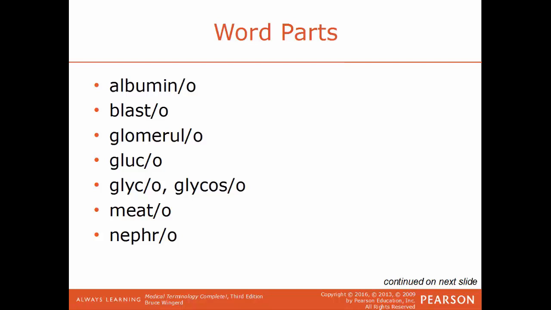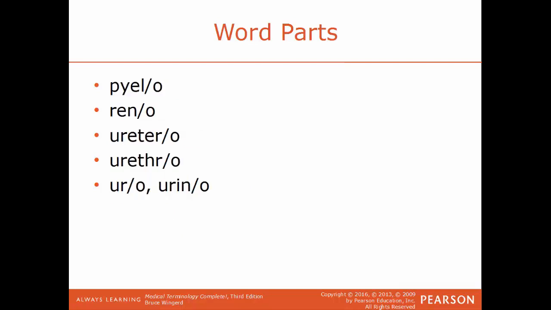Meato is a reference to a meatus, or an opening. Nephro is a reference to the kidney. Pyelo is a reference to the renal pelvis. Reno is a reference to the kidney. Uretero is a reference to the ureter. Urethro is a reference to the urethra. Uro or urino is a reference to urine.